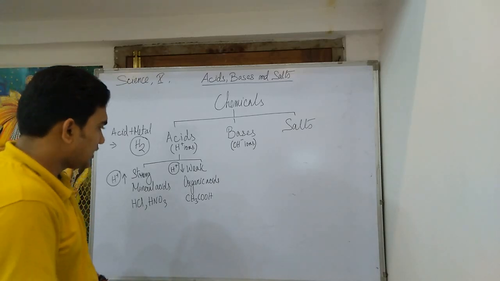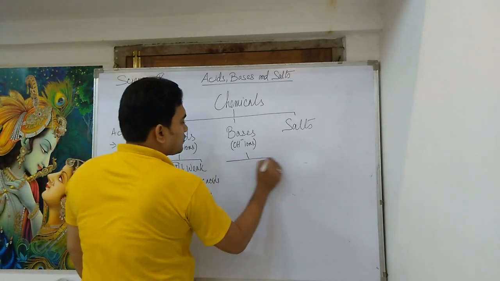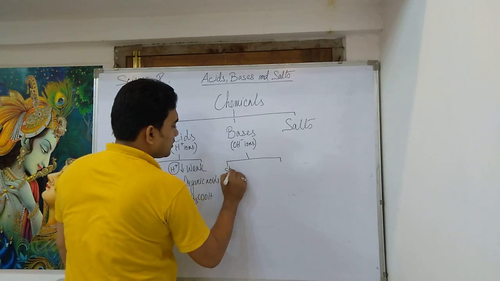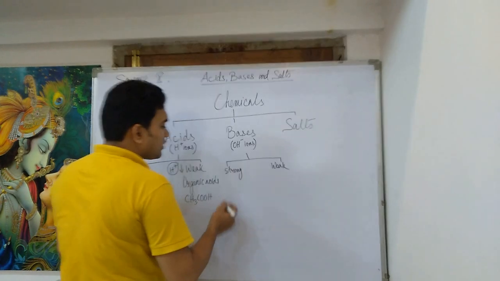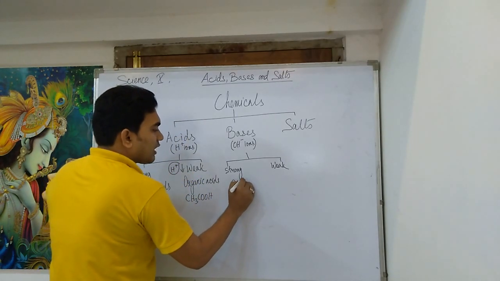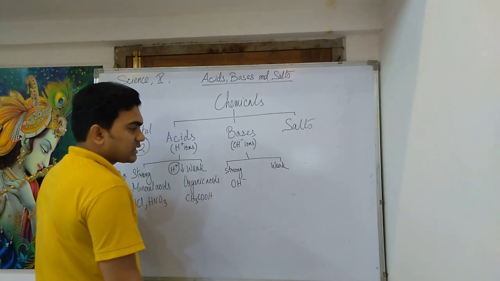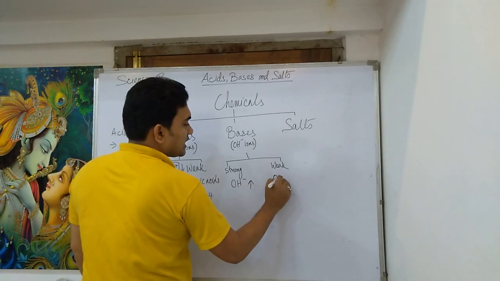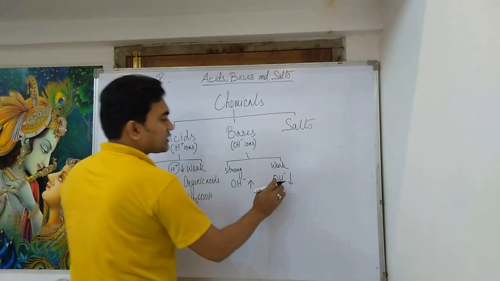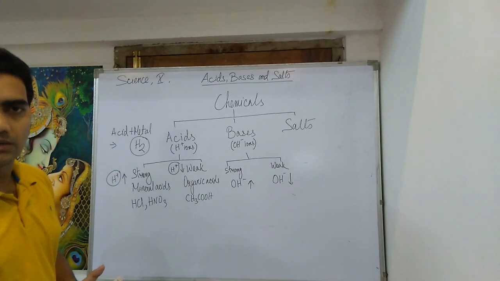Now, similarly, bases are also of two types, strong and weak. The strong ones have a higher concentration of OH minus ions, and the weak ones have a lower concentration of OH minus ions.